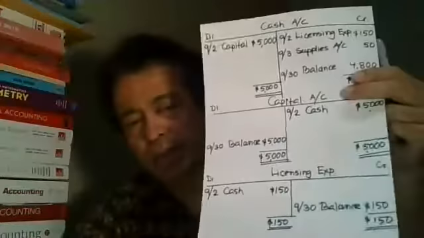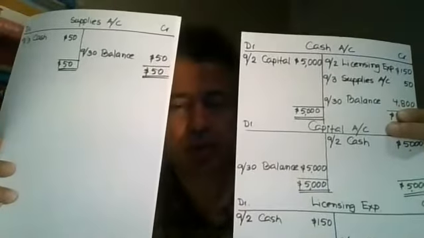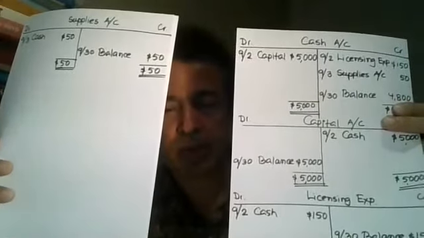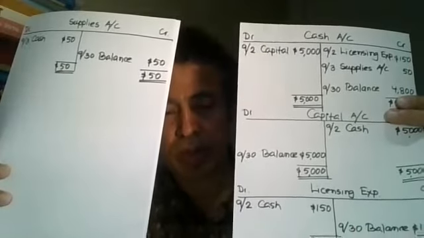How do you do the trial balance? I have 3 accounts here and a 4th one here. So these are my 4 accounts: cash account with a $4,800 balance, capital with $5,000, licensing expense with $150, and supplies with $50. So this is how a trial balance looks. Let me show you on a fresh piece of paper.